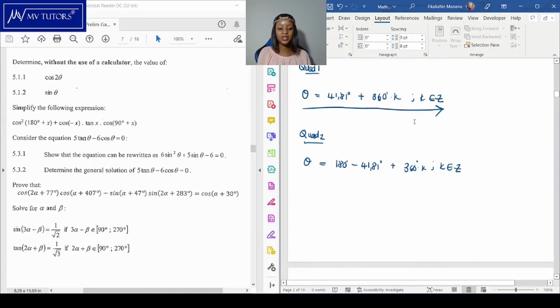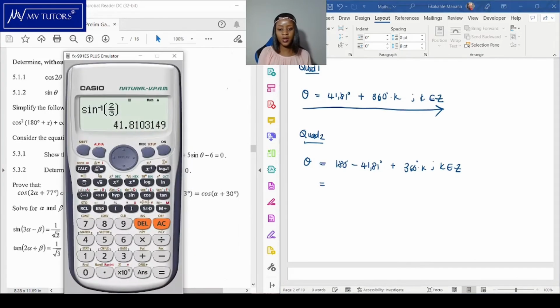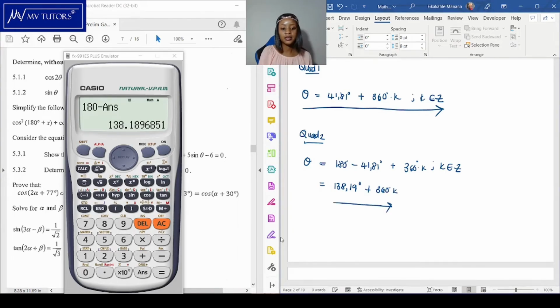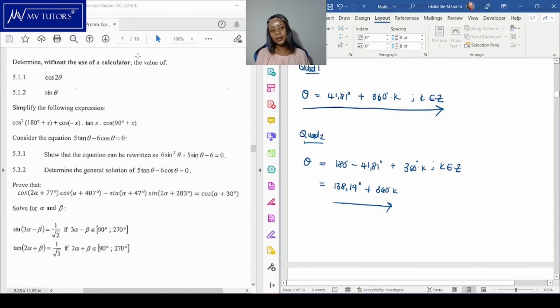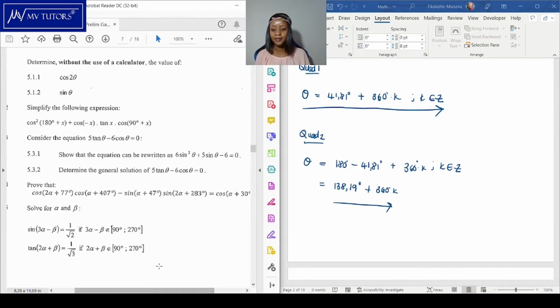And then we just calculate what is 180 minus 41.81. So it's 138.19, and then plus 360 times k. Okay, so that's your general solution completed. If they were asking for values of theta between a certain domain, then you would substitute the k value 0 or 1 or -1, whatever, but they just want the general solution. So we are done in this case, and that is question 5.